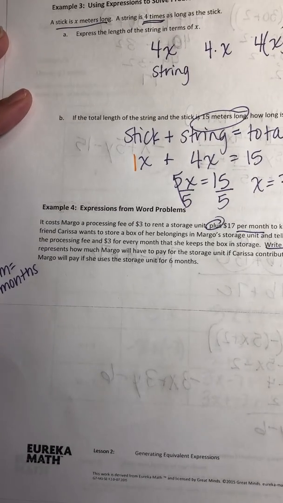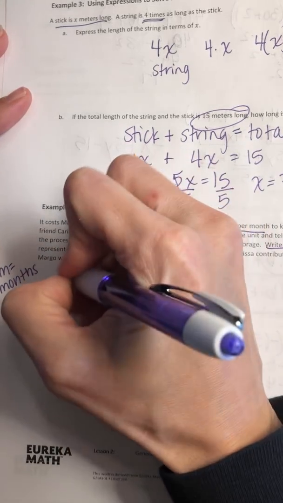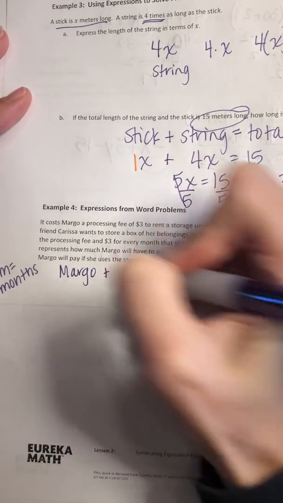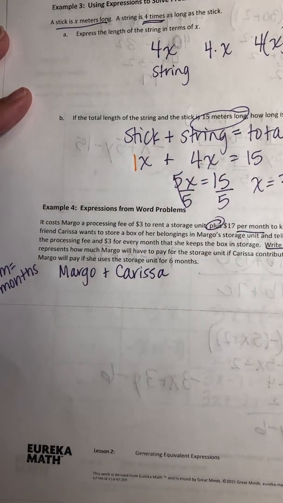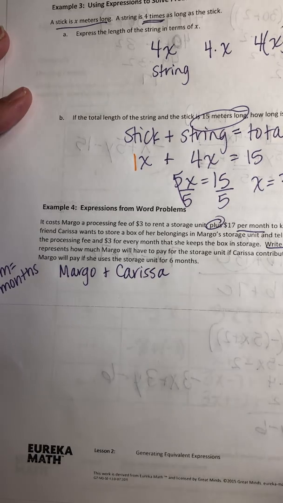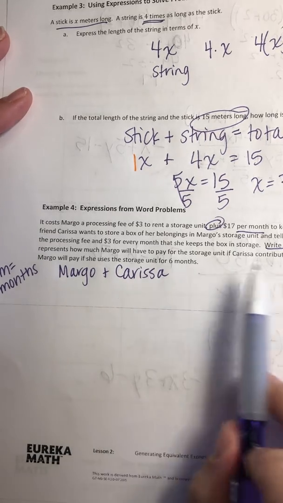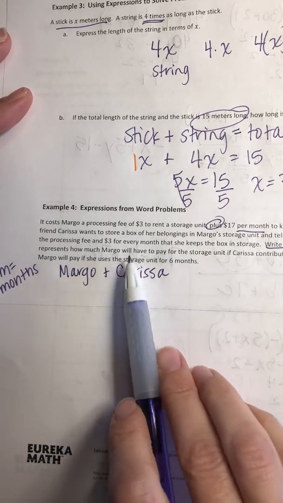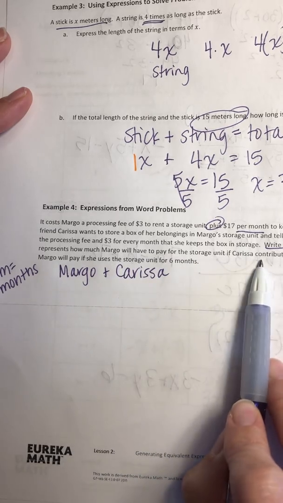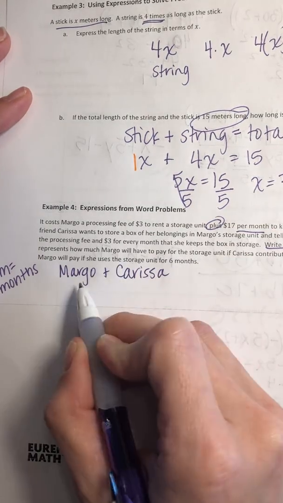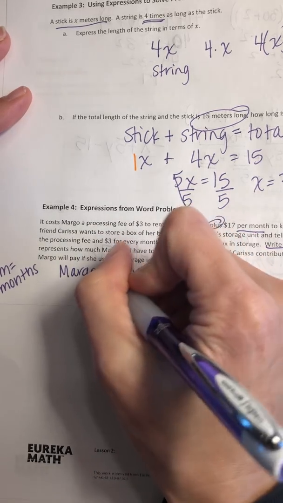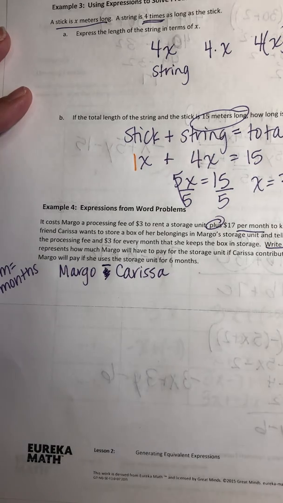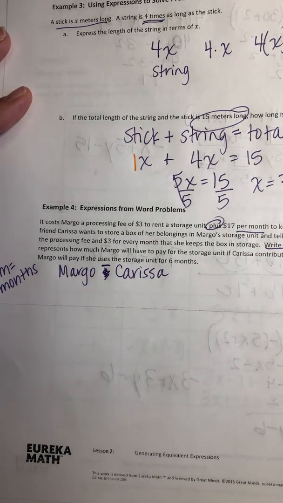We know that we have what Margot needs to pay and what Carissa needs to pay. Now we have Margot and Carissa, but if our expression is going to represent how much Margot will have to pay for the storage unit if Carissa contributes, then we're not really going to add both of them together. We're going to take Carissa's amount that she's paying away from Margot, because that's less that Margot has to pay.